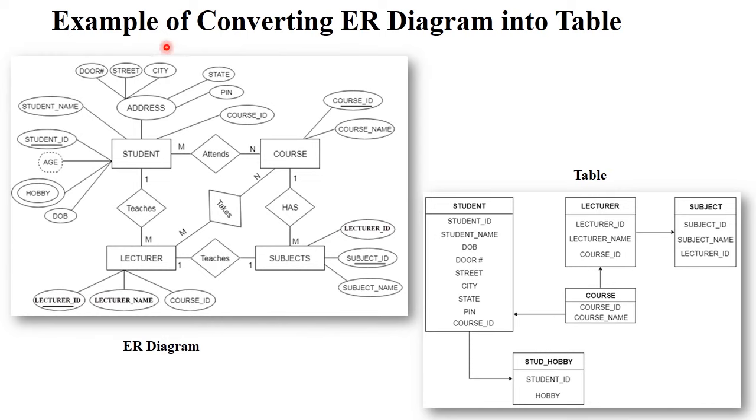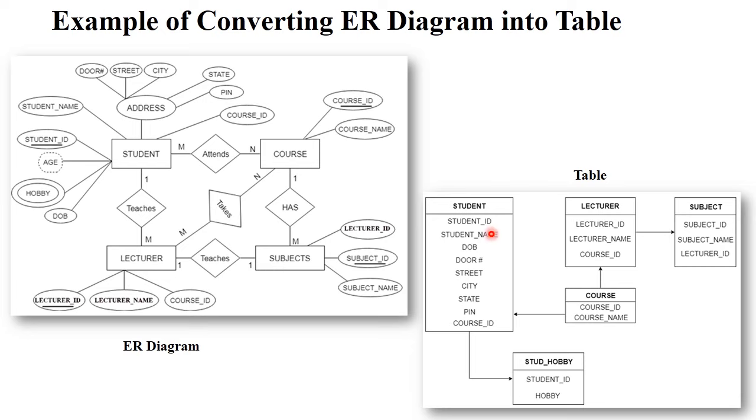Now see here, this is an example of converting an ER diagram into tables. At that time you can use all these five rules while converting the ER diagram into tables. Now just focus on this ER diagram. How many entities are there? Student, lecturer, subject and course. There are a total of four entities present in rectangle boxes.